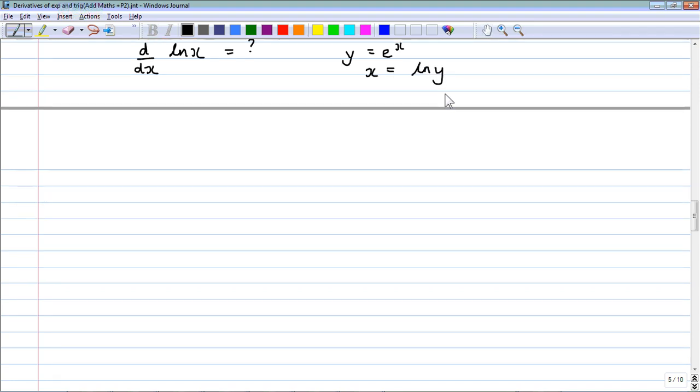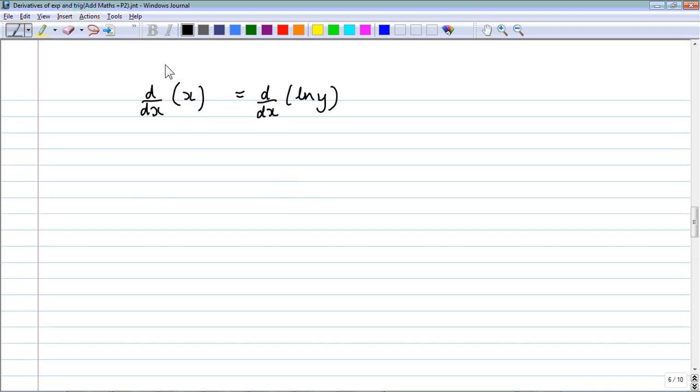Now, how can we use this fact to figure out the derivative of log x? Well, here's what we do. We take this equation and we differentiate both sides with respect to x. So if we differentiate x with respect to x, we must get the same as if we differentiate log y with respect to x. Now let's think carefully about this. The left-hand side is clearly 1. But the right-hand side, the problem is this is a function of y, not a function of x. So we must use which rule?